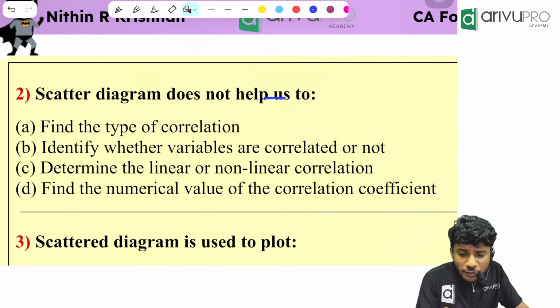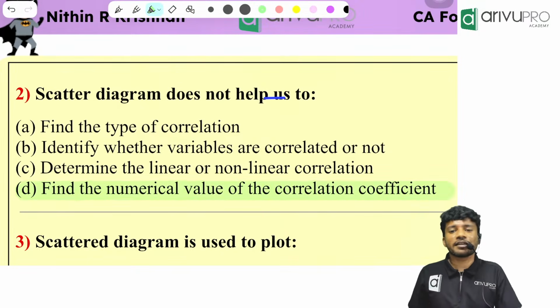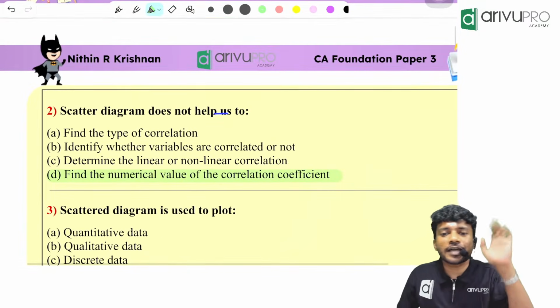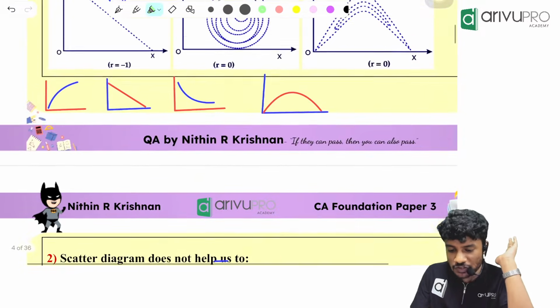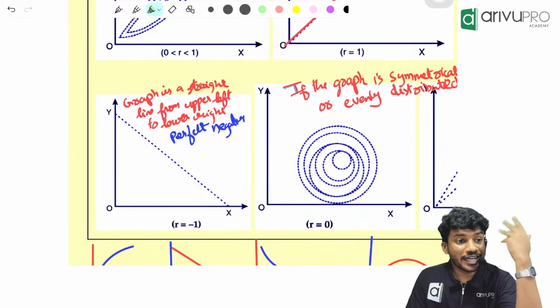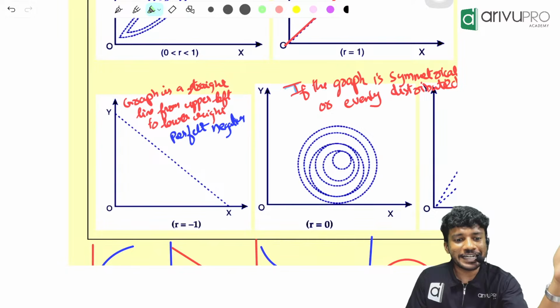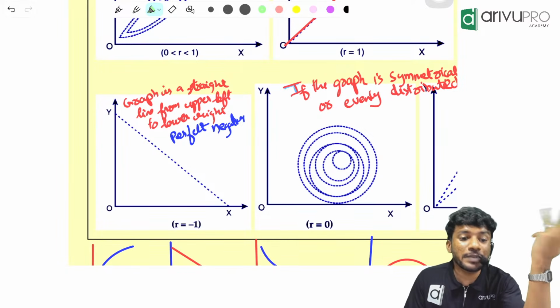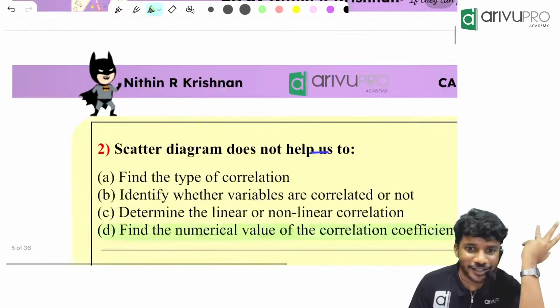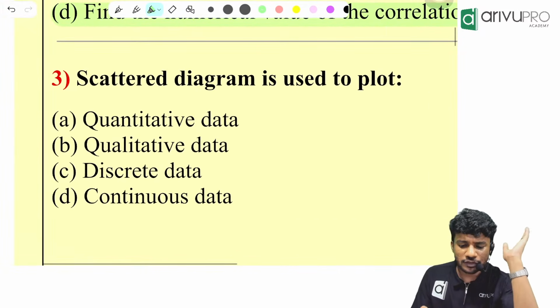Can I find the numerical value of R, people? I cannot find the numerical value of R. I am just finding the type of correlation. Then you will be asking, sir, the R value is mentioned over here, right? That is, we are deducing it from the graph. It's not given already. We are deducing from the graph. It might be like this. It's not necessary. Okay. Then scatter diagram is used to plot.